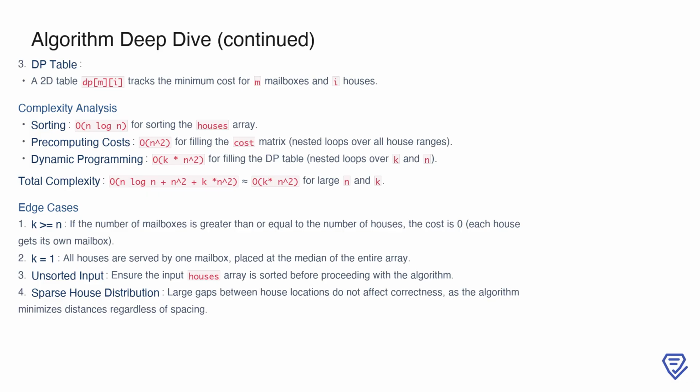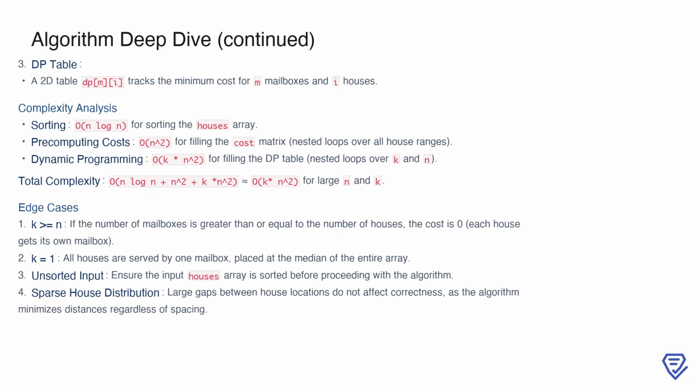Let's now discuss the complexity of the algorithm. Sorting the houses array takes O(n log n). Pre-computing the cost matrix requires O(n squared) operations, as we compute the cost for all possible ranges of houses. Finally, filling the dp table involves O(k * n squared) computations because, for each of the k mailboxes, we iterate over all possible breakpoints and house ranges. Combining these steps, the overall complexity is approximately O(k * n squared).